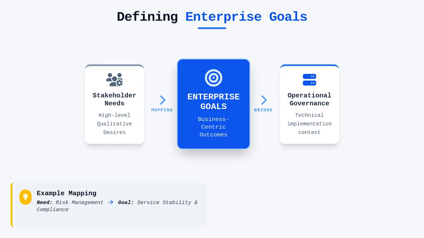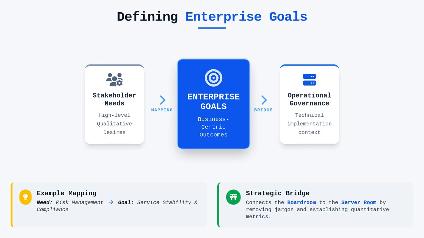We essentially map the qualitative needs into quantitative, or at least semi-quantitative enterprise-level metrics. This step is critical because it bridges the gap between the boardroom and the server room without getting lost in jargon. The enterprise goals provide the objective context for everything else we choose to govern or manage.